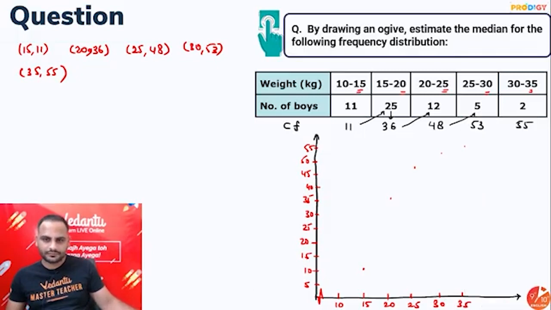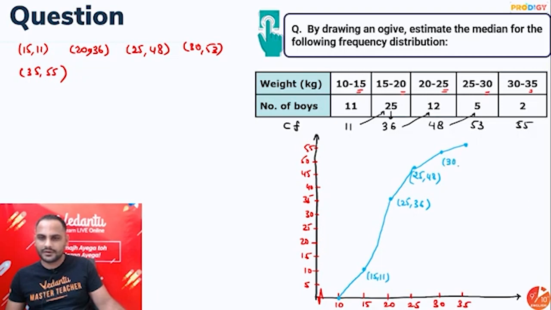Now join them with a straight line. I have told you that it has to start from the x-axis. So before 15 should be 10, and keep the frequency 0. Join 10 with this, then join it with this point over here, then over here, then over here, and then somewhere over here. This is how the graph will look, and we can put the points over here: 15 comma 11, 20 comma 36, 25 comma 48, 30 comma 53, and 35 comma 55.